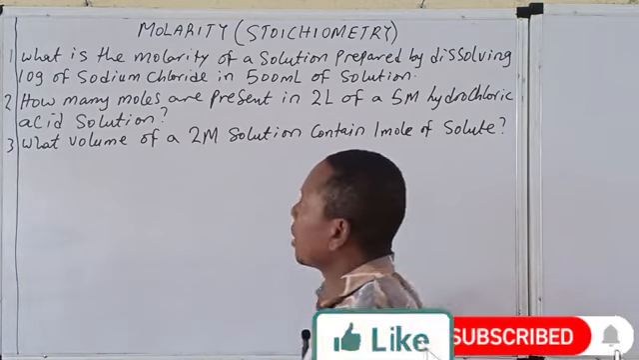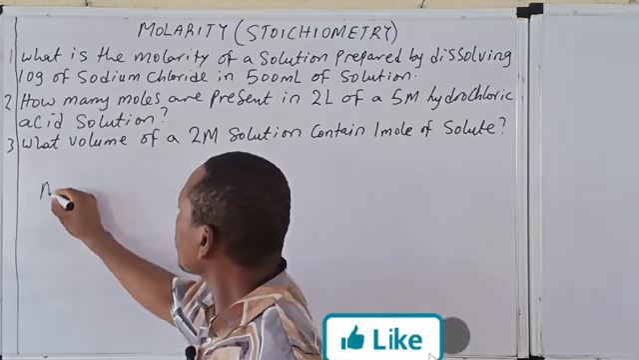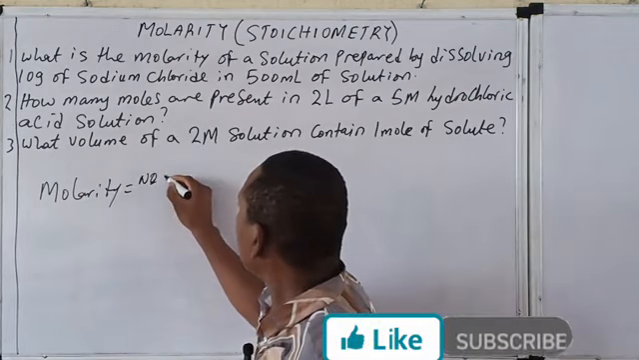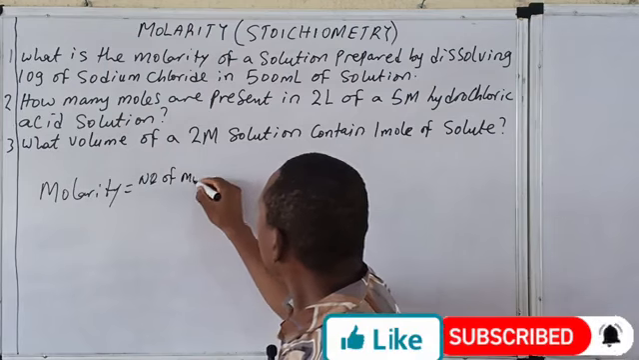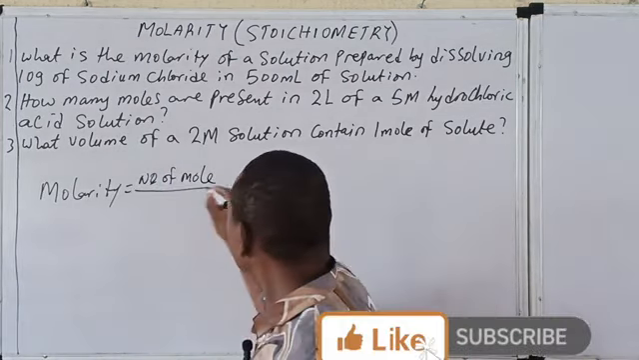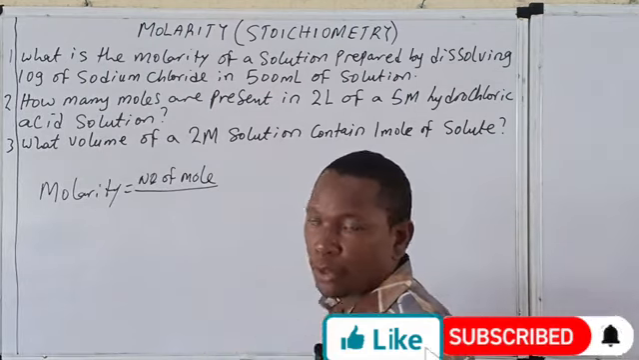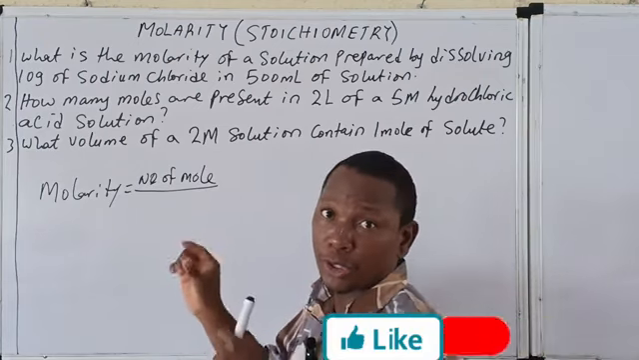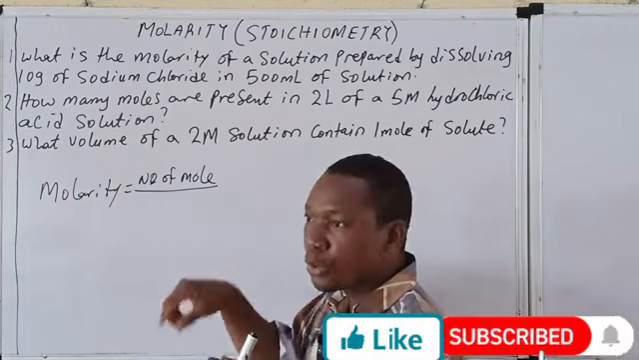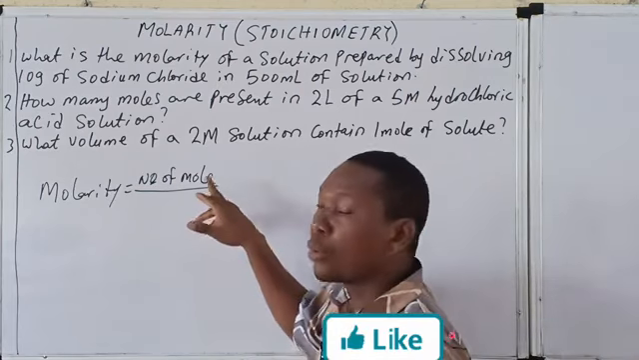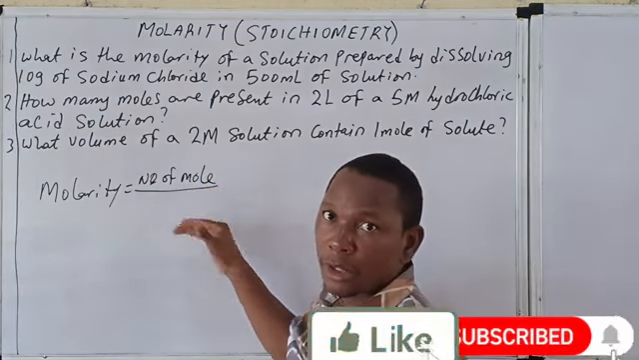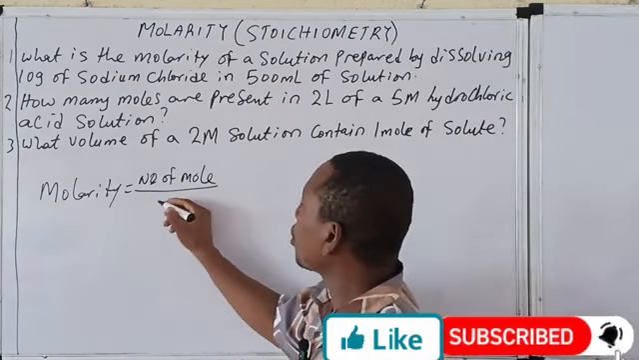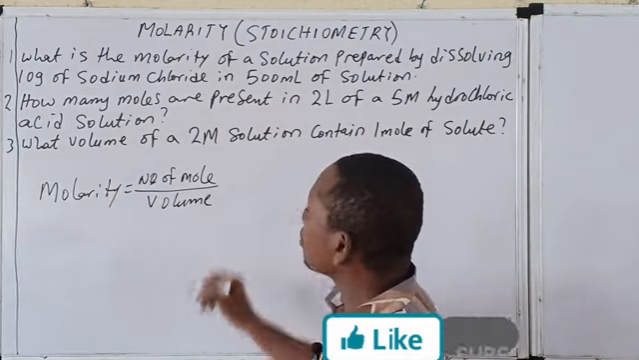Now, the term molarity simply means the number of mole of a solute in 1 liter of solvent. Note, the solute is actually the solid, for example, salt. You put it in water. The water is the solvent. So the number of mole, for example, of the salt in 1 liter of water, that is what? Molarity. So actually, mole all over volume. So that's just the simple fact about molarity.